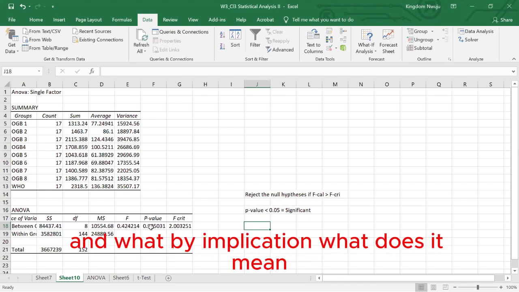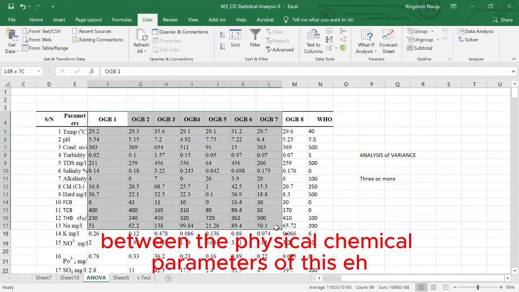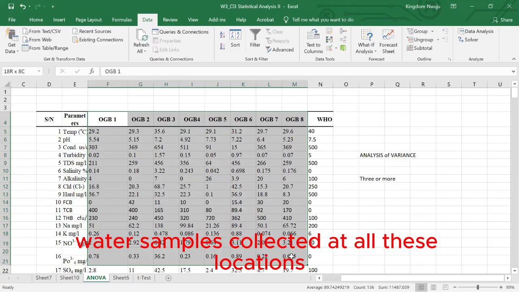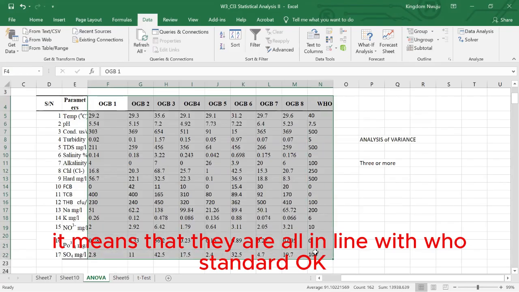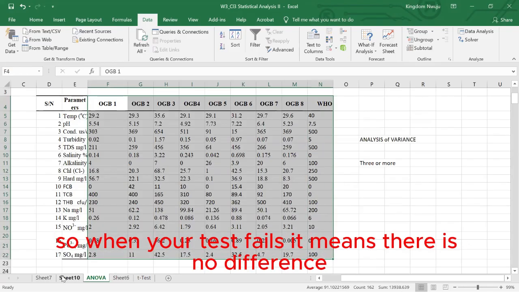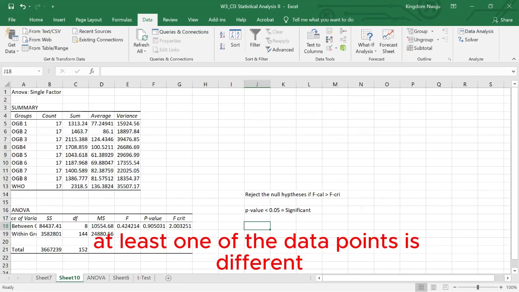And by implication, what does it mean? It simply means that there is no significant difference between the physicochemical parameters of these water samples collected at all these locations. It means that they are all in line with WHO standard. Okay, so when your test fails, it means there is no difference. But if the test is significant, it means at least one of the data points is different.